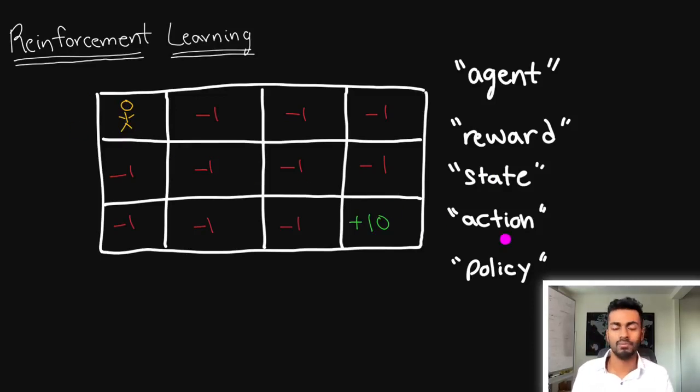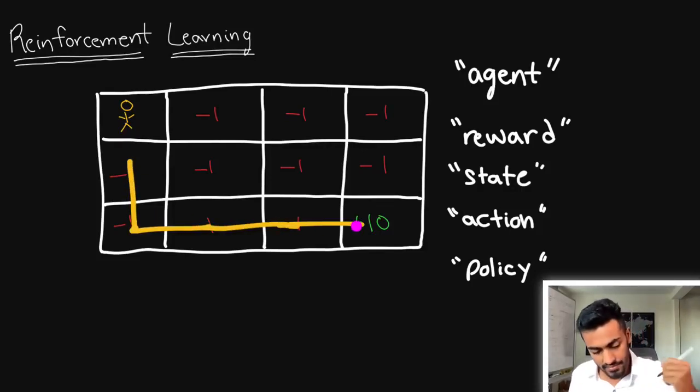Action is what action is taken by the agent, for example, left, right, up, or down within the boundaries here, in order to get to the final goal. And the policy thus becomes the sequence, or one sequence, of actions that the agent will take in order to try to achieve the goal. One such policy, for example, could be the sequence of actions down, down, right, right, right.